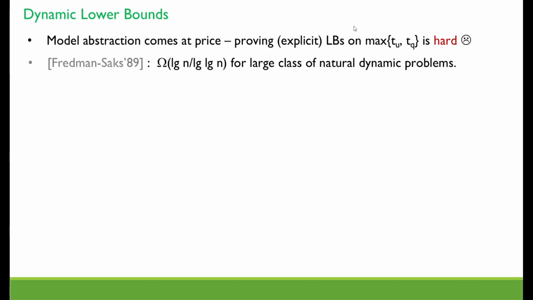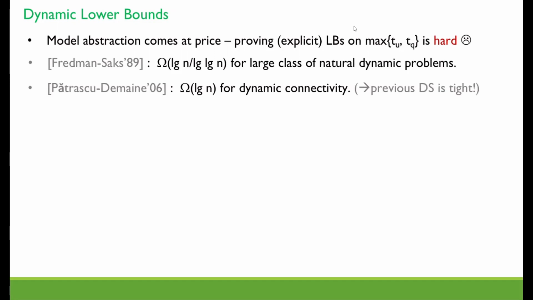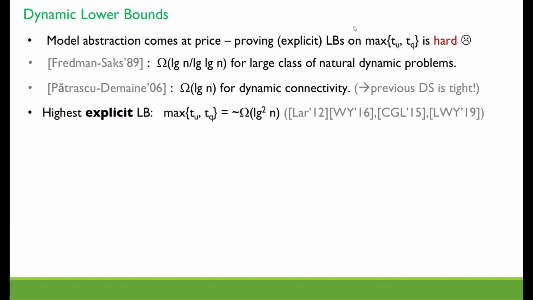Fredman and Saks first proved an almost logarithmic lower bound for a large class of natural dynamic problems. And Patrascu and Demaine showed the first logarithmic lower bounds for dynamic connectivity, which essentially shows that the previous example that we had is tight. And only recently could we show something super logarithmic, in fact, log squared. Patrascu wanted to prove a polynomial lower bound.